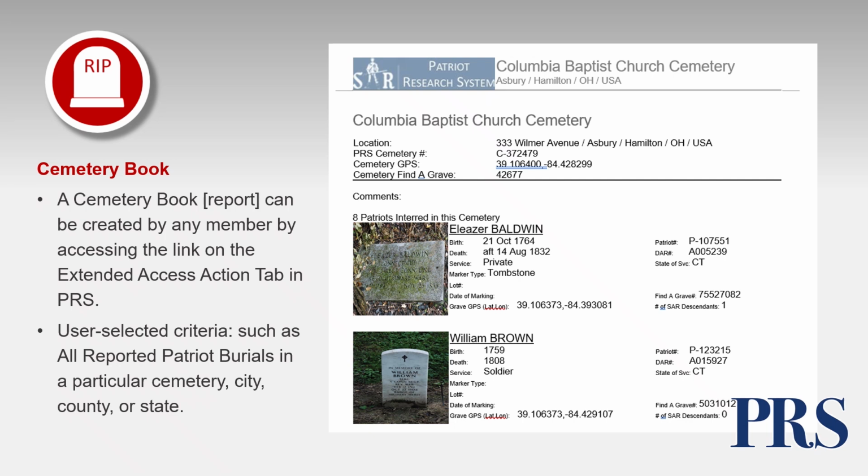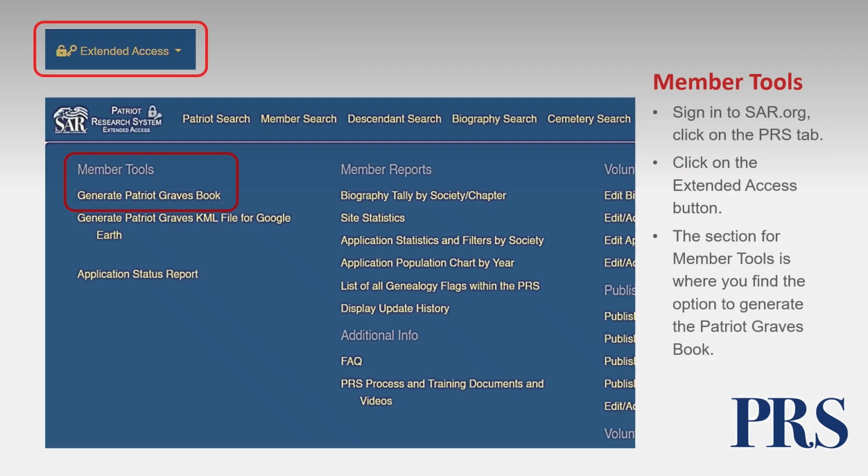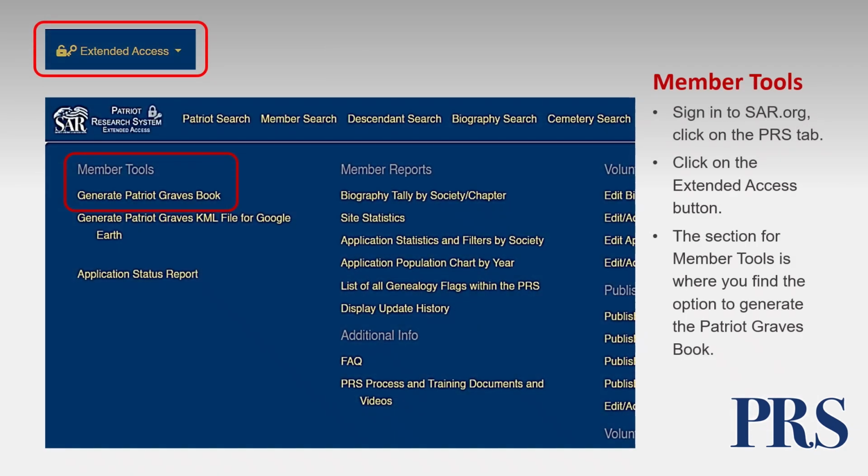Additionally, you can share the report with other organizations, such as local DAR chapters and historical societies. When you're ready to generate a cemetery book, navigate to the Extended Access action tab in PRS. You'll find a link entitled Generate Cemetery Book under Member Tools. Once you select the filters, the Word document will be generated.